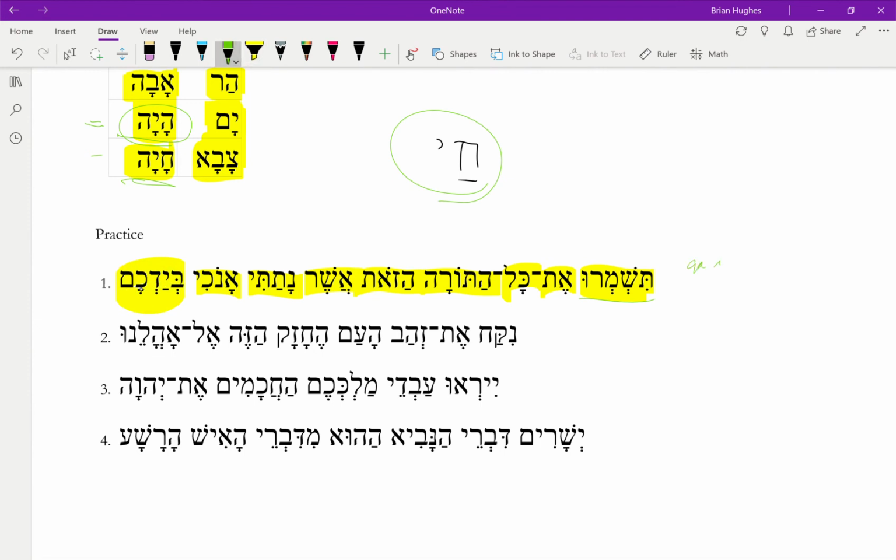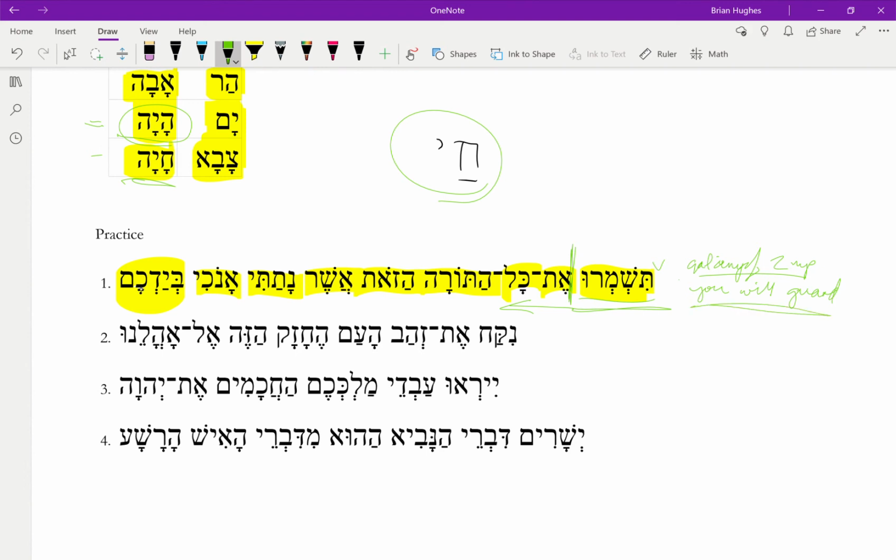Tishmeru is what? Qal imperfect, second masculine plural form, right? From shamar. It means you are or will guard. Okay, so we've found our verb. Now we've found our definite direct object marker. That is, everything before this is the subject. Everything after this is the direct object or the indirect object, all right? So we don't have any further specified subject. So we're good. The subject is coming from this verb, you will guard.